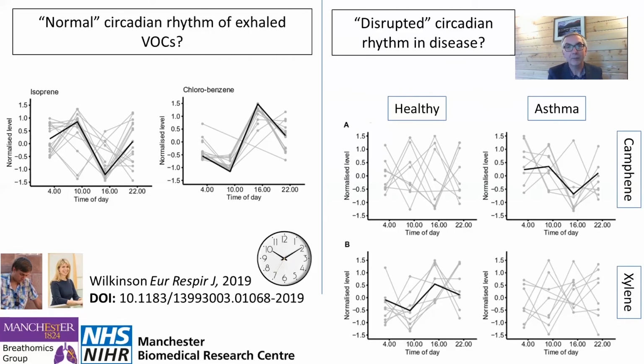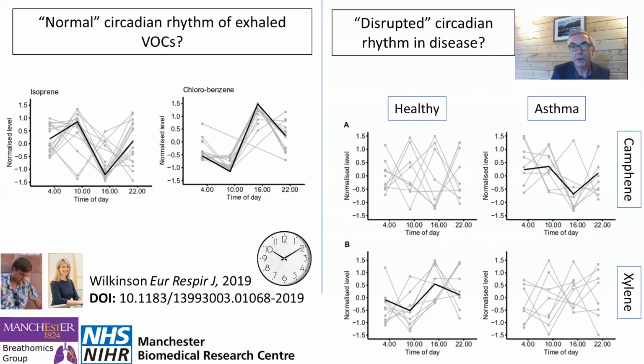Interestingly, you'll see the very commonly reported compound isoprene on the left. I think this just emphasizes that it's absolutely vital that time is controlled if we are doing breath analysis studies. The one on the right, chlorobenzene, made us think that it was likely to be potentially an environmental contaminant. However, we did collect environmental samples at the same time and did not notice any circadian rhythm in that or in any other compounds for that matter.